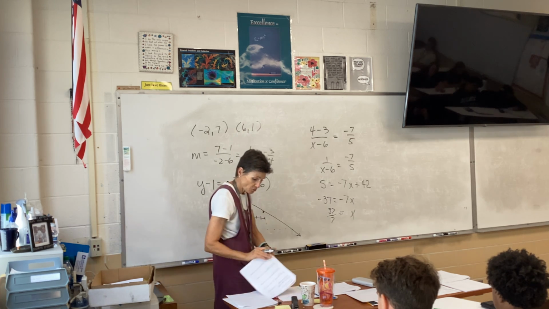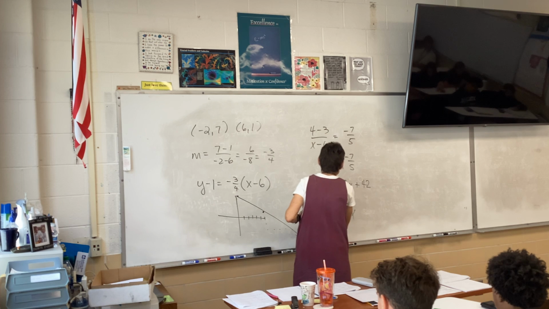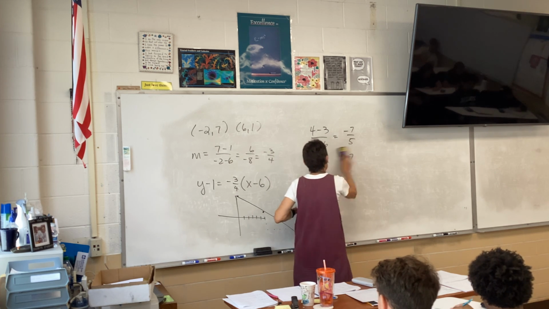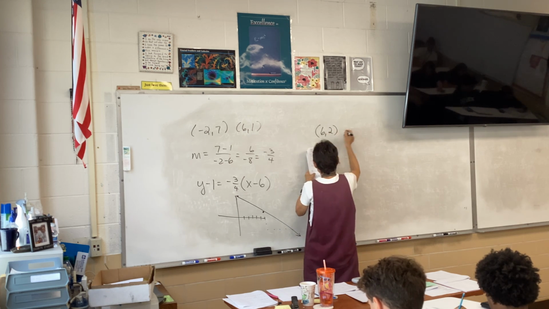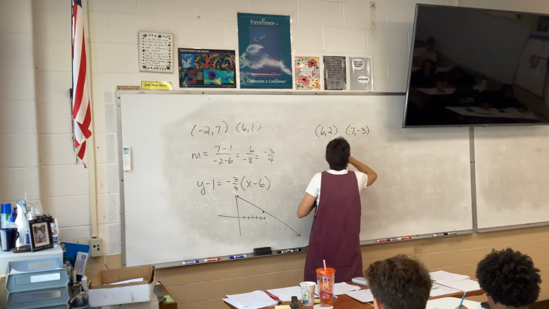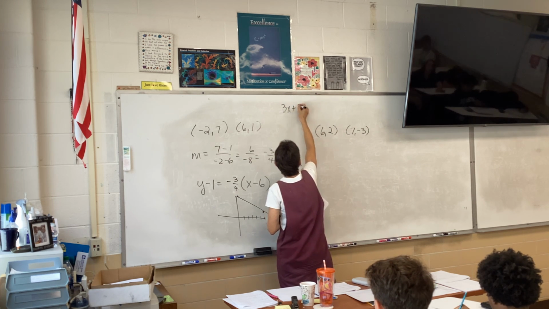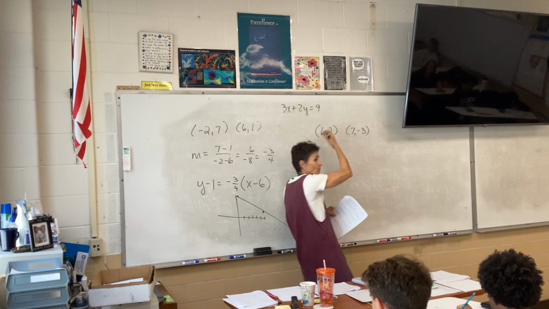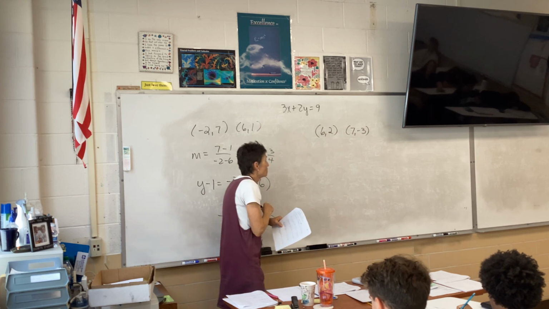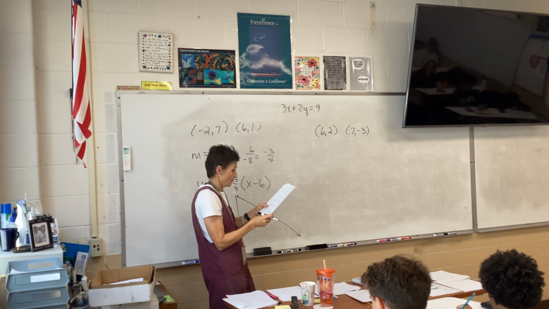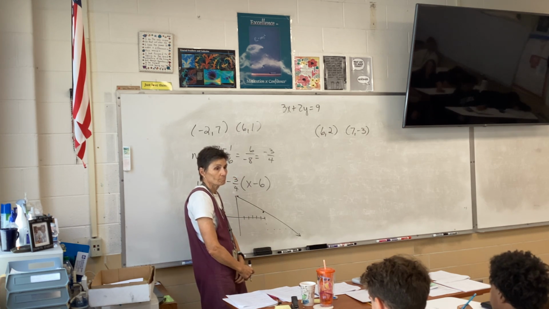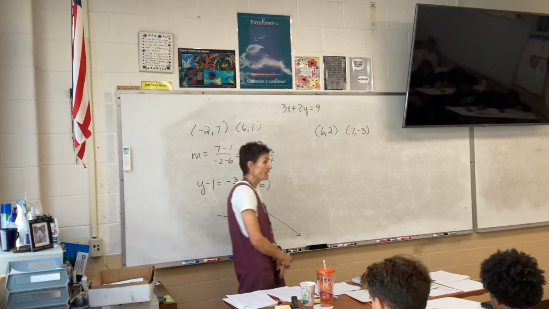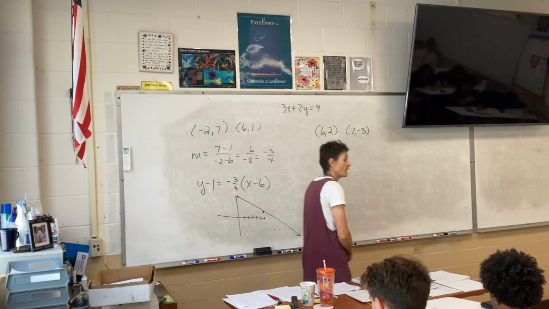All right, next one says do the same thing, but write this one in standard form. So what's your thought about that? Standard form, remember, is the one that looks like 3x plus 2y equals 9. That's what standard form looks like. So what do you think we ought to do? Sabrina? You gotta find the slope. You can't write the equation of a line without a slope.